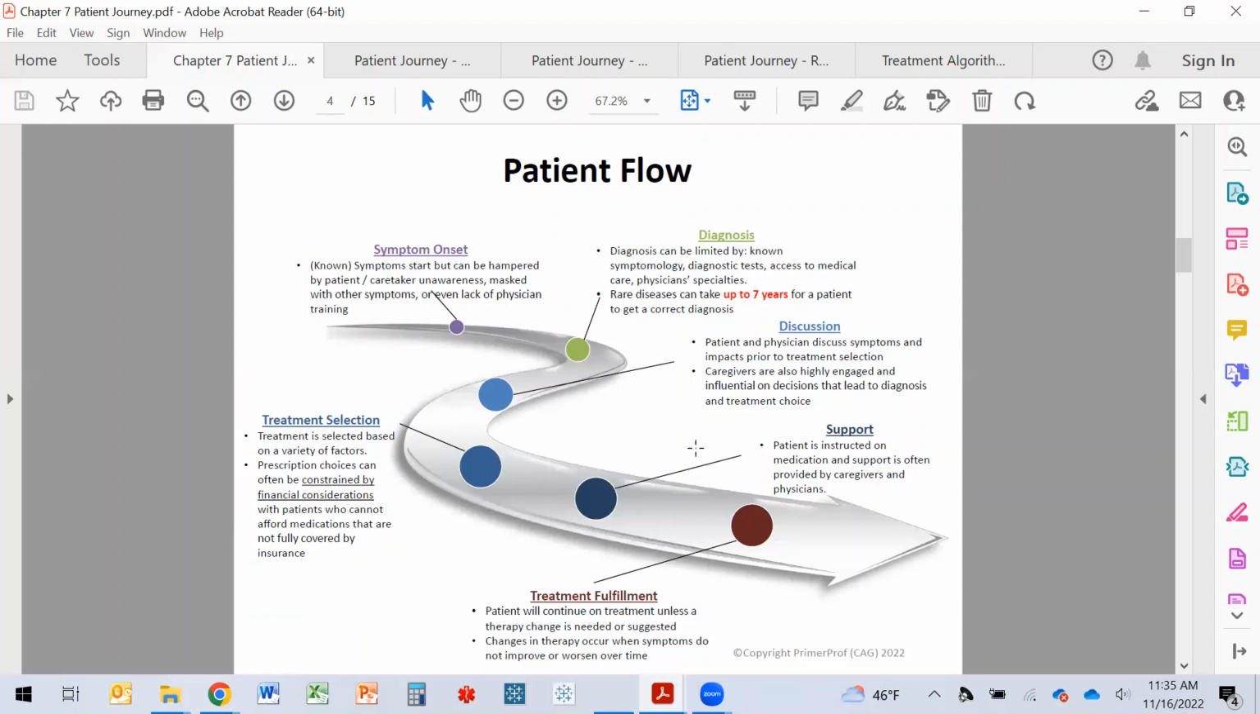Once they're on treatment, they can get patient support, which instructs them on how to take the medication and how to provide support for their caregivers. And then finally, the treatment fulfillment. They can continue on a treatment unless they need a therapy change. Changes in therapy can occur when symptoms do not improve or worsen over time.